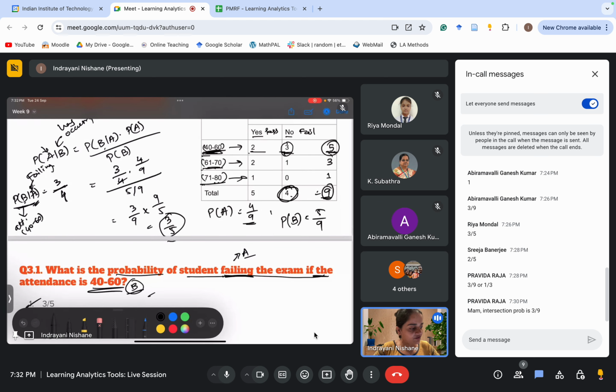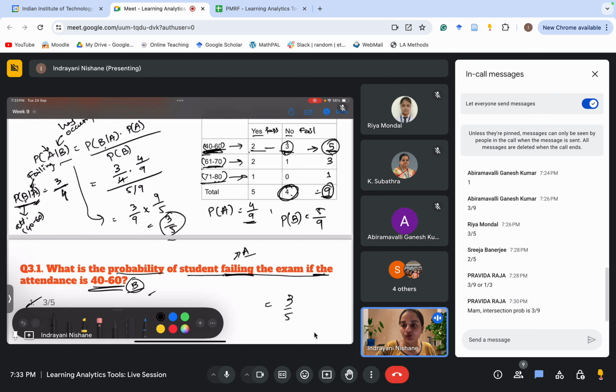And in a straight way, without using the conditional probability equation, how we can do this is, there are a total of 5 students who have attendance between 40 to 60. Out of them 3 are failing, so straight away it is 3 by 5. And the conditional probability formula, the Bayes theorem formula, also gives us the same answer.